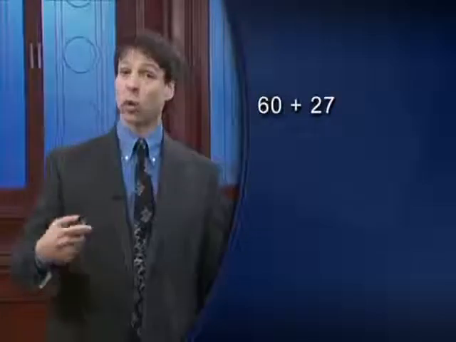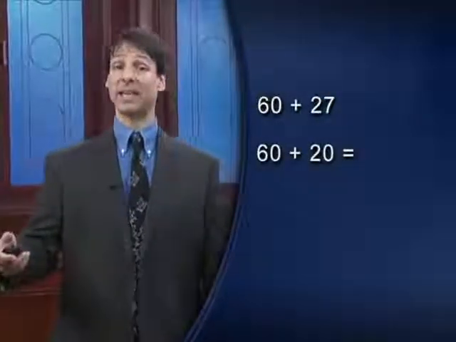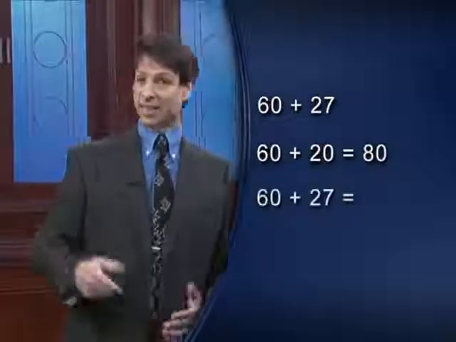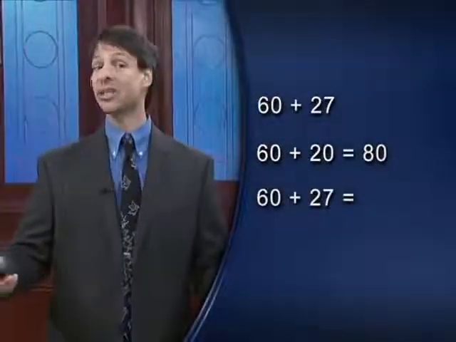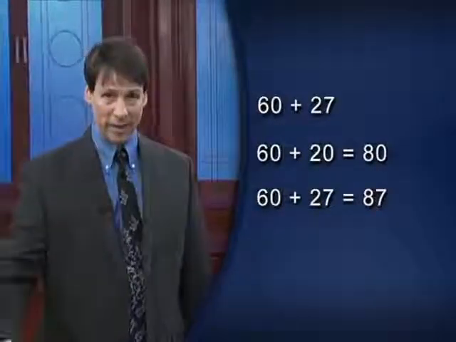Okay, now let's start adding two-digit numbers. The easiest situation is when one of the numbers ends in 0. Let's first do 60 plus 27. Now, since 60 plus 20 is 80, 60 plus 27 is 87. The 7 just comes along for the ride.